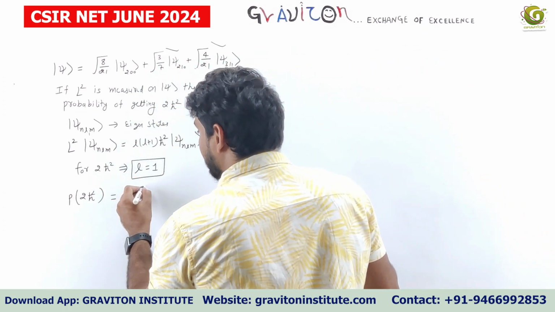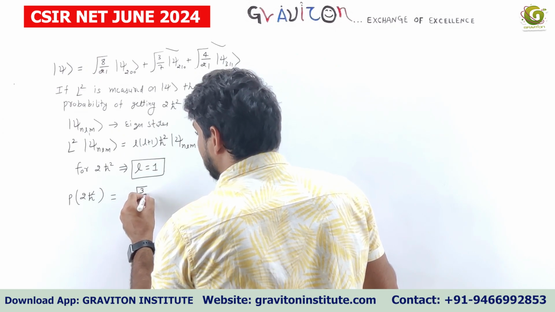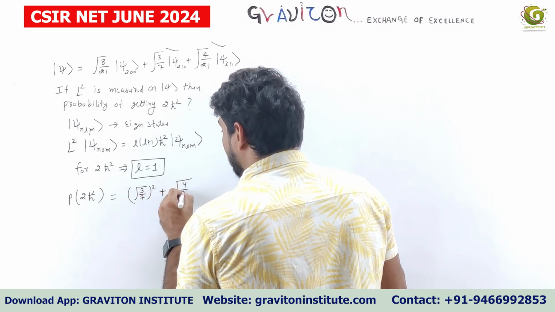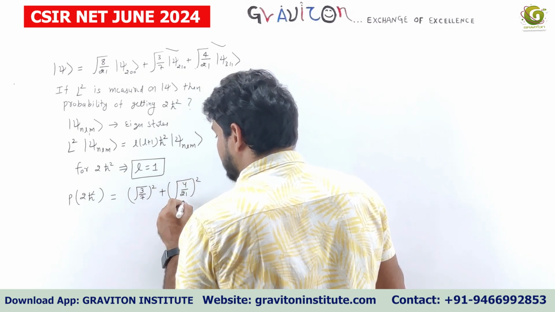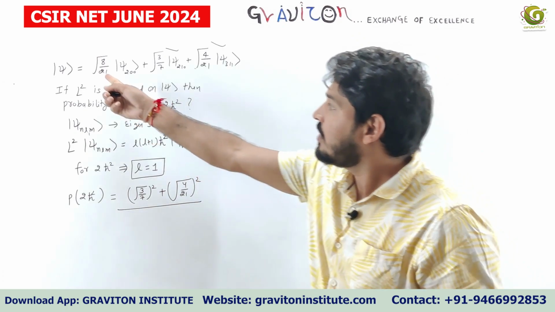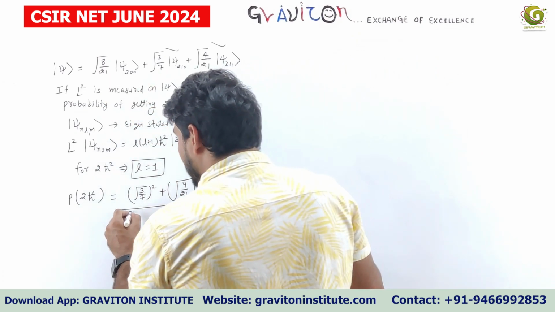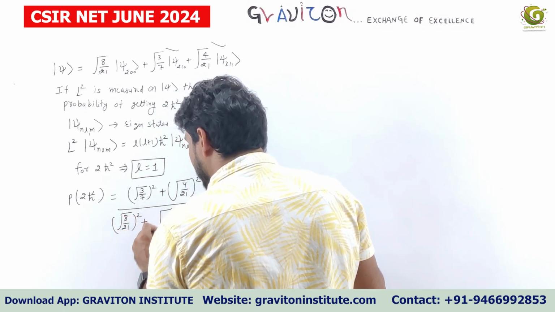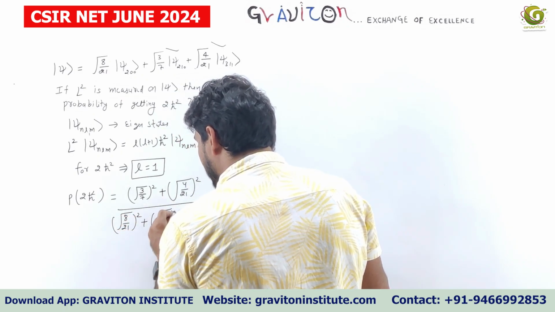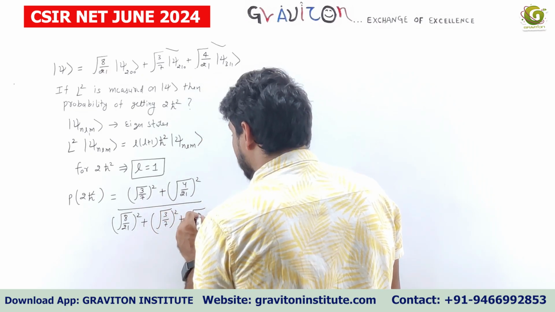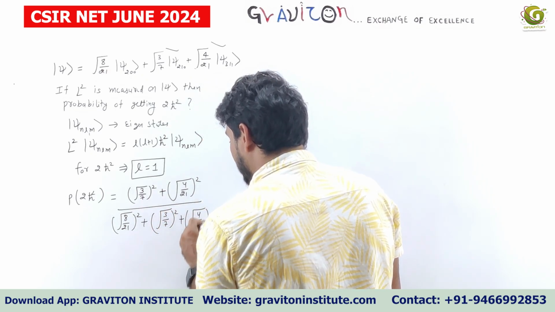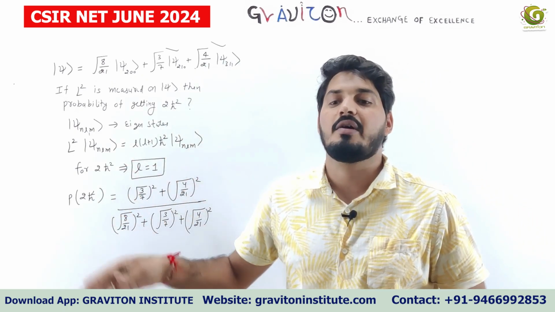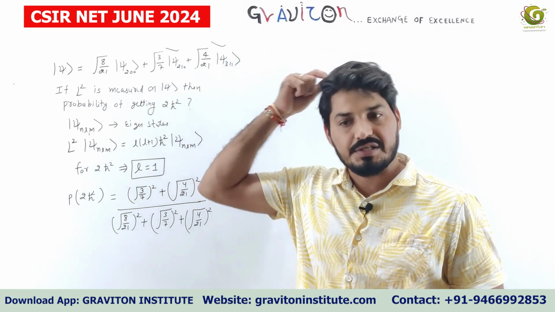So I can say this is under root 3 by 7 whole square plus under root 4 by 21 whole square, divided by all these: under root 8 by 21 whole square plus under root 3 by 7 whole square plus under root 4 by 21 whole square. And I consider that you already know this method, how to find out the probability on any particular state.